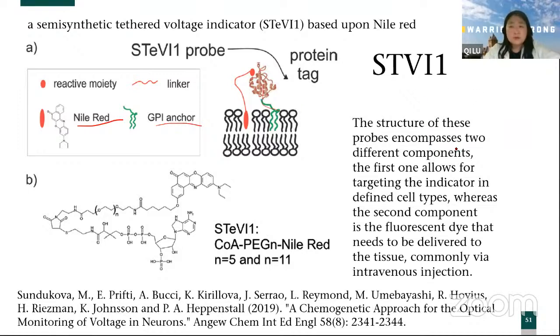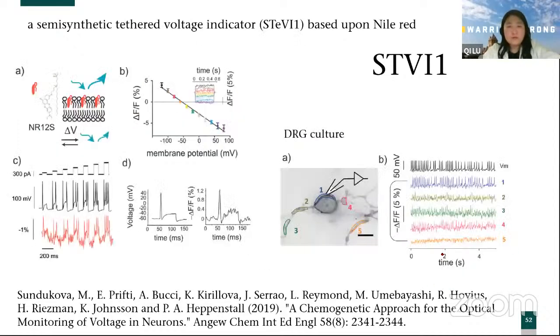So the structural property combines two different components. The first one is targeting the indicator to different cell types, that's the protein part, while the second part is a fluorescent dye that needs to be delivered to the tissue, commonly via intravenous injection. So before, this chemical dye is a voltage sensor, and it can be inserted into the membrane, and it can sense light and check the voltage change quite well. But we cannot make sure that it's targeted to the cell types we want.